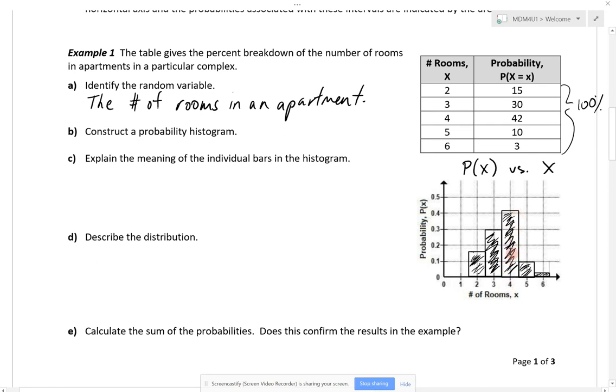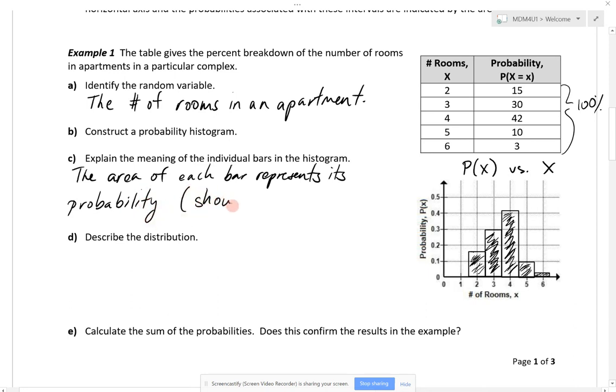Okay. So explain the meaning of the individual bars and histograms. So the area of each bar represents its probability. Okay, and this probability is shown on the vertical axis.